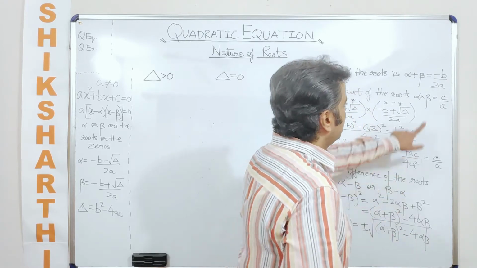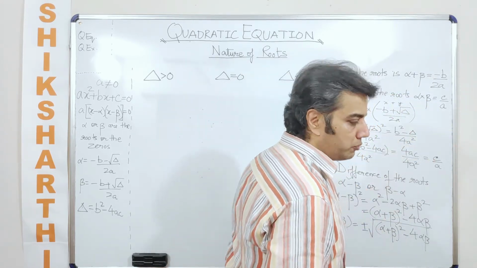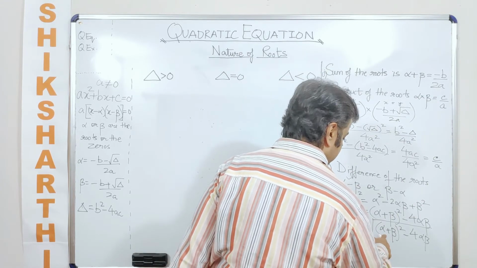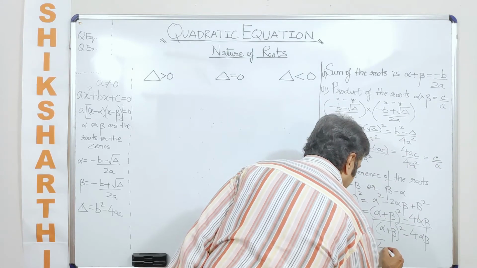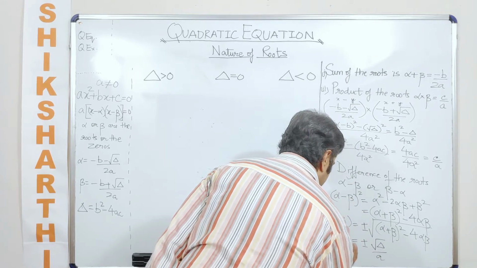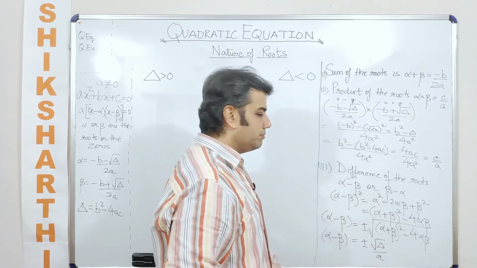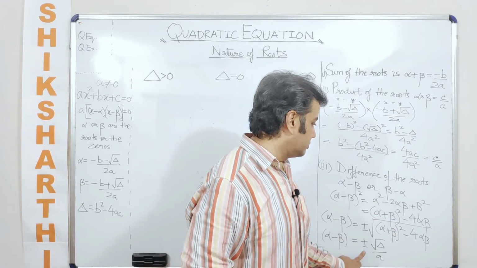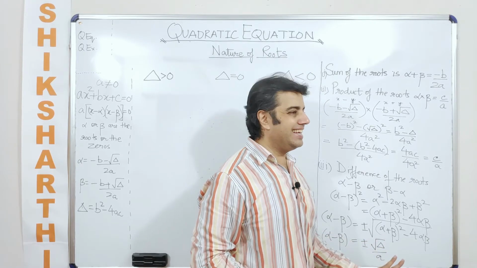which is just like saying you can use the sum of the roots as minus b by 2a, and you can use the product of the roots. When you use this, you will be able to say that, when you substitute these values, this is nothing but root of delta by a. So alpha minus beta, which is the difference between the roots, will be either positive if alpha is greater than beta, and if alpha is less than beta, in that case it comes out to be negative.